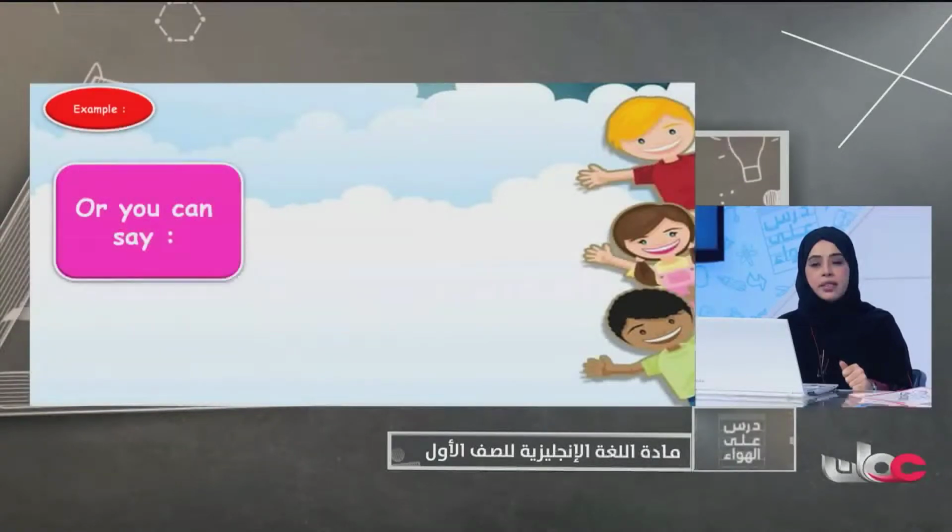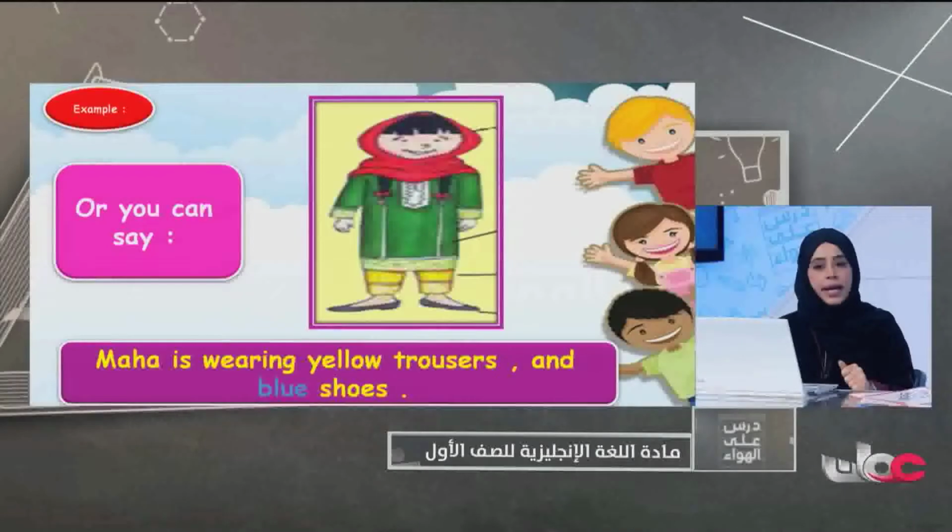Here we have again Maha. What is Maha wearing? You can say Maha is wearing yellow trousers and blue shoes. We first say the name of the person, which is Maha here, then the word wearing, then the color of the item, which is yellow, then the name of the item, which is trousers. Maha is wearing yellow trousers and blue shoes.